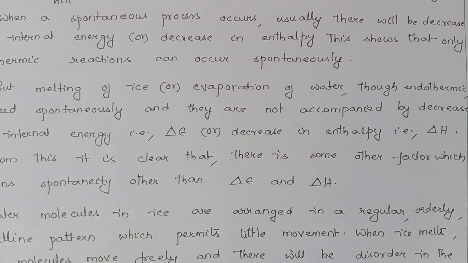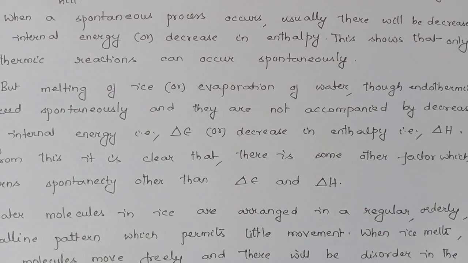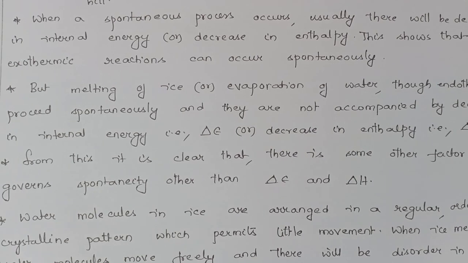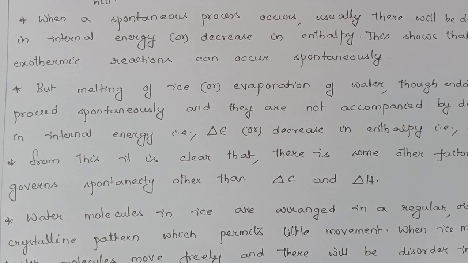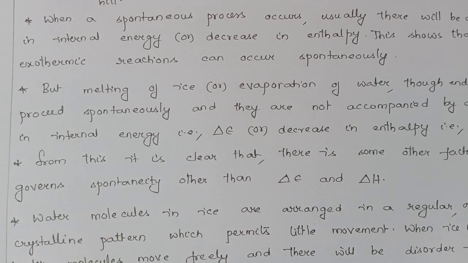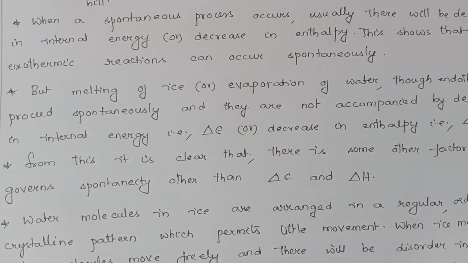So what can we infer from this example? Melting of ice and evaporation of water, even though they are endothermic, are taking place spontaneously, and also we do not find any decrease in internal energy or decrease in enthalpy. So what can we infer? We can infer that other than delta E and delta H, other than decrease in internal energy and enthalpy, there is some other factor which is taking authority over the spontaneity of a chemical reaction, or which governs the spontaneity of a reaction. So what is that other factor?